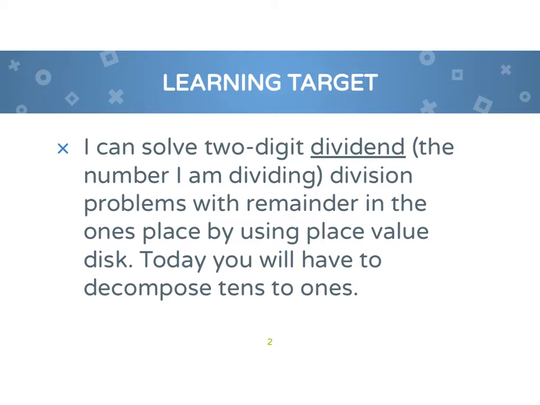Okay, we're still working on the same learning target. I can solve two-digit dividend division problems with remainders in the ones place by using place value disks. The dividend is the number that I am dividing up. Today, you're going to have to decompose tens to ones because there's not enough to divide between 1, 2, 3, 4, 5, however many people or groups.